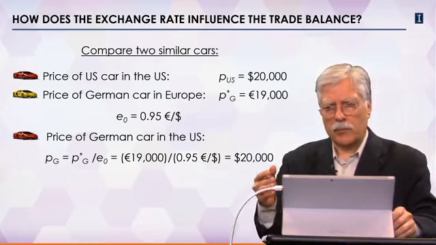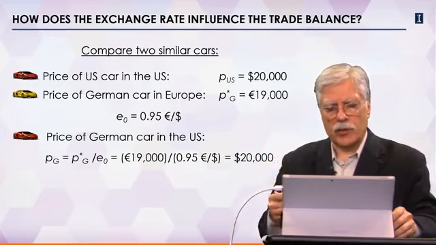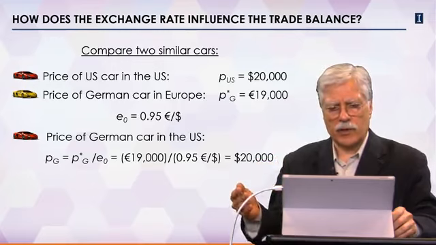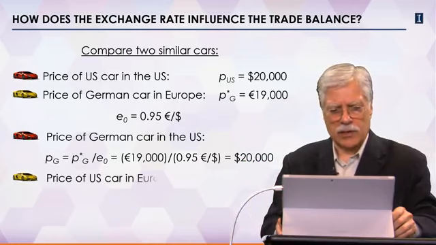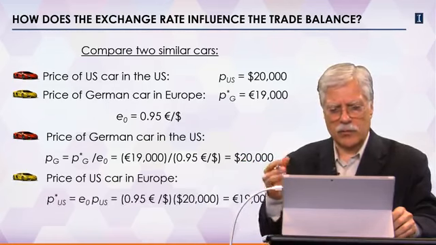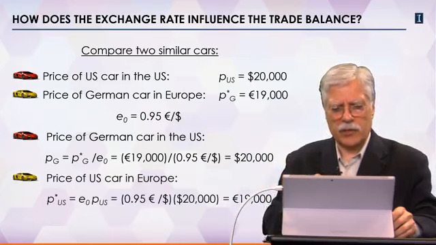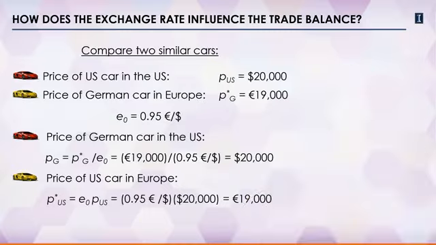What about the price of the US car in Germany? Are the two cars equivalent to each other in Germany as well? That is an easy question, of course, because the same way that you've done the first question, this other question also can be answered by figuring out the euro value of a US car in Germany. So you multiply 0.95 euros per dollar by $20,000 and you get 19,000 euros. The two cars are again equivalent to each other.